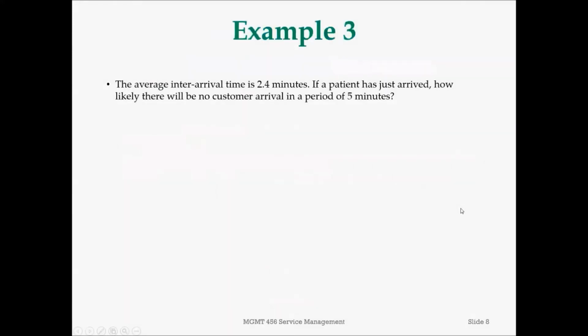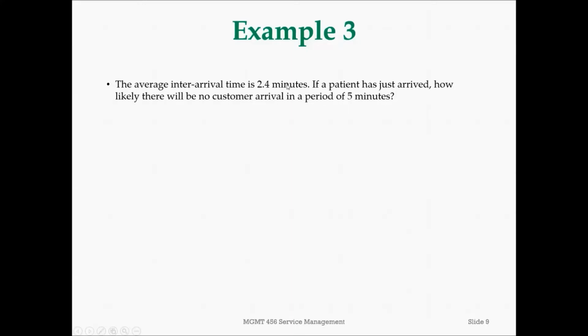Let's look at a sample example. Example 3. The average inter-arrival time is 2.4 minutes. If a patient has just arrived, how likely is it that there will be no customer arrival in a period of 5 minutes? Read the question again. The average inter-arrival time is 2.4 minutes. If a patient has just arrived, how likely? It's about the likelihood there will be no customer arrival in a period of 5 minutes.